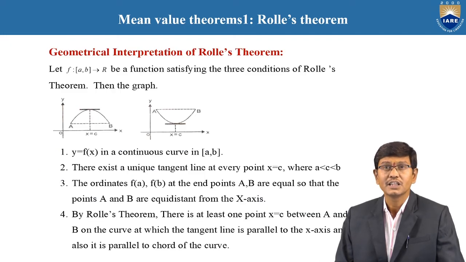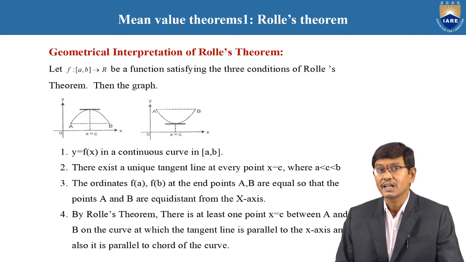And now the geometrical interpretation of Rolle's theorem. Consider f from [a, b] to R to be a function which satisfies the three conditions of Rolle's theorem. Then the graph of the function y = f(x) is a continuous curve in [a, b], and there exists a unique tangent at every point, at x = c, where c lies in between a and b.